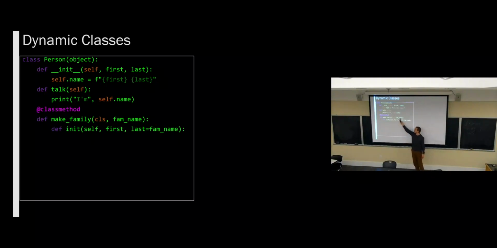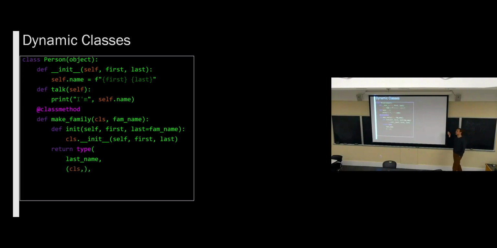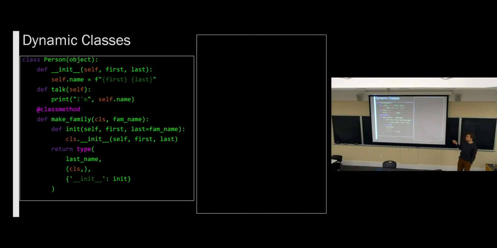It's going to take a family name, and here's what we're going to do. We're going to define an inner function called init that takes in the same things as that init did, but we're going to make it so that the last name has a default argument, the family name. And then we're going to call the superclass's init. And then we're going to return a new type where the name of that class is the last name. It inherits from class, and it has a new init function.